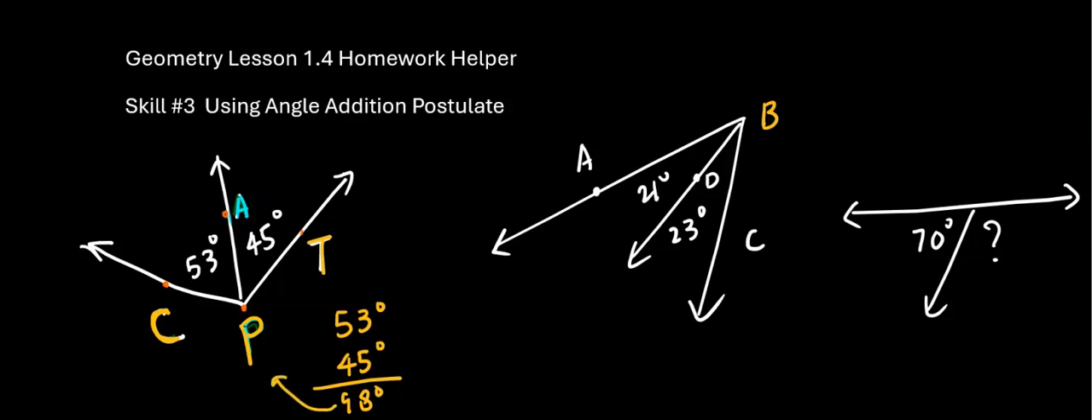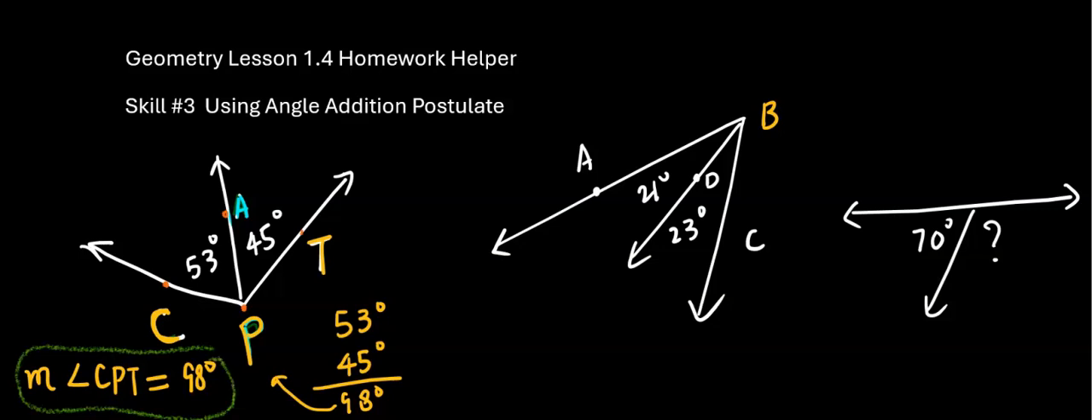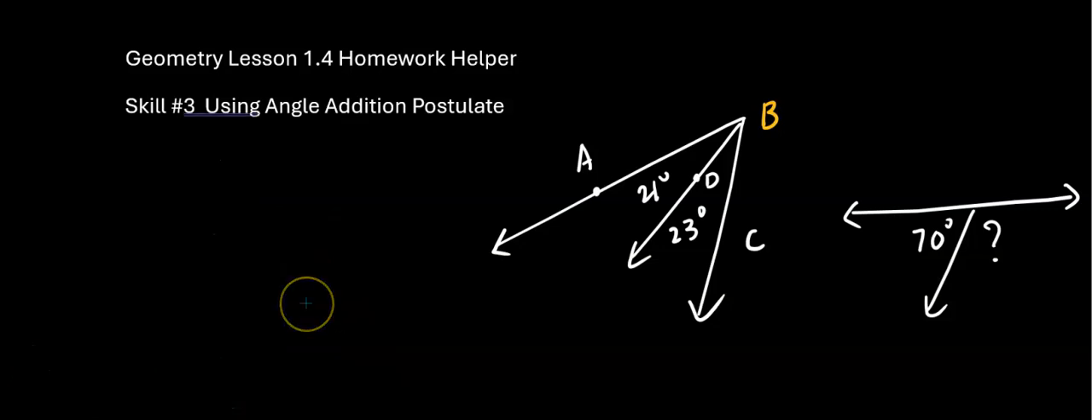That's the angle measure. How do we write it? We're going to write measure of angle CPT is 98 degrees. This is what you should write on paper. Symbols to tell you the measure of angle is how many degrees. All right. Let us continue with our second problem.